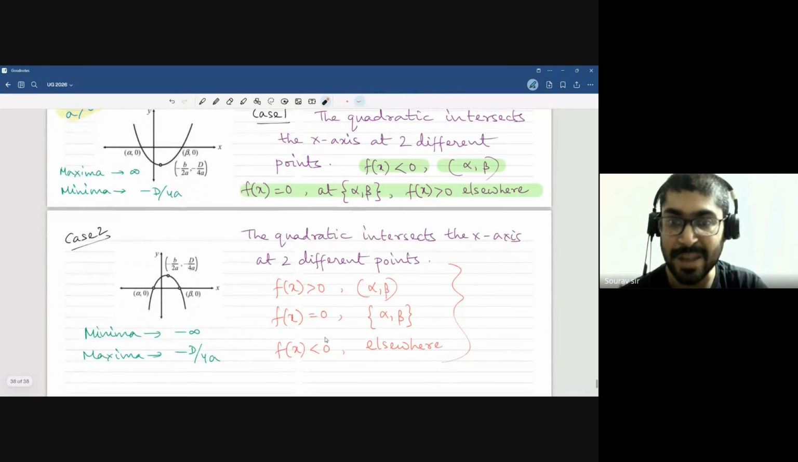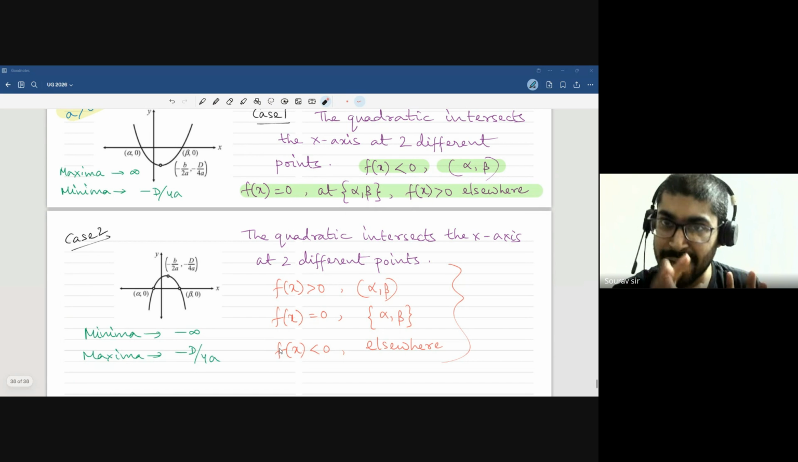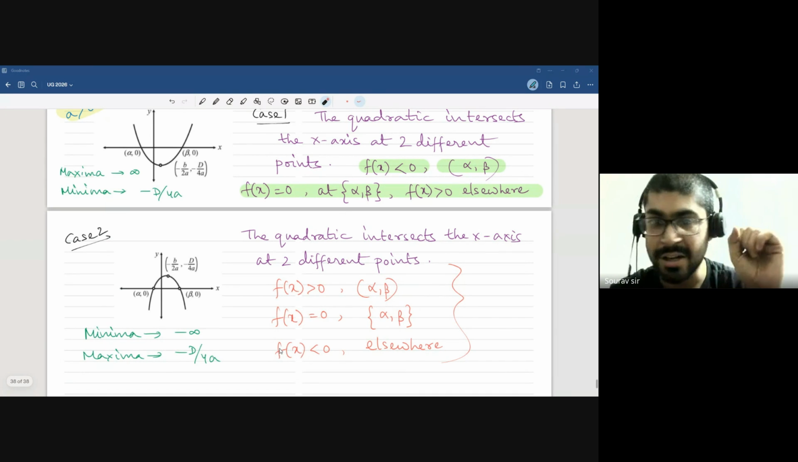So if someone asks you to calculate the extrema, the maxima or the minima for a quadratic expression, just calculate minus D by 4a. So you know where the location is. The location of that will be minus b by 2a. And the extreme value would be minus D by 4a. So here is a shortcut.